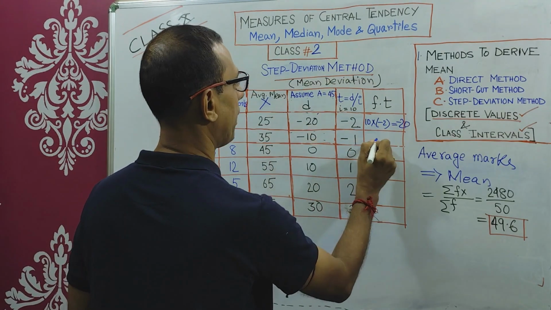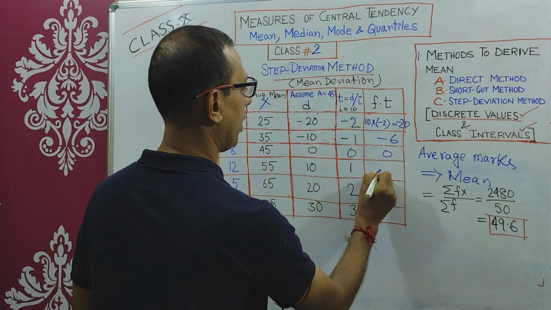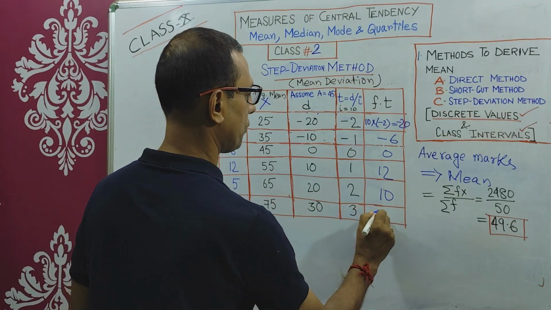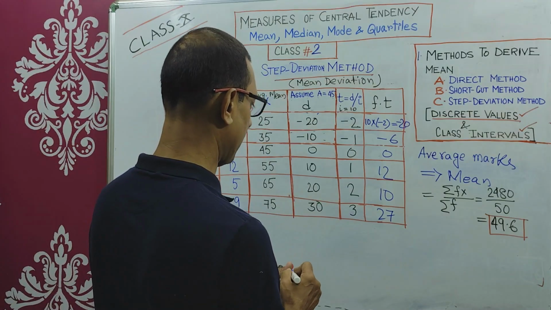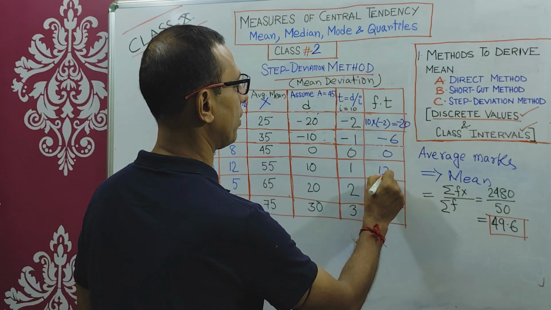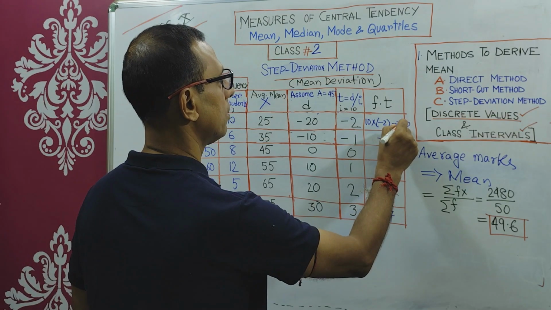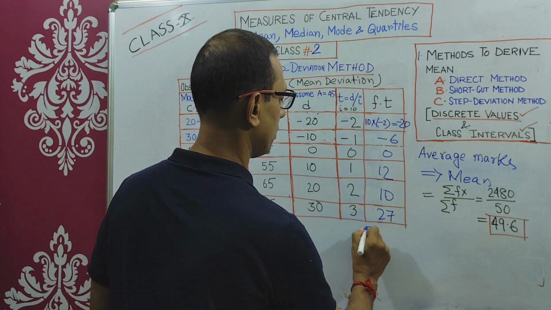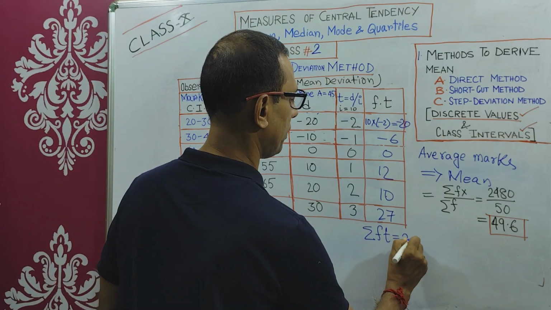Similarly, it is minus 6. It is 0. 12 into 1, 12. 5 into 2, 10. And 9 into 3, 27. So altogether, how much is the value coming here? 27 plus 10, 37, plus 12, 49. 49 minus 20, it is 29, minus 6, that is 23. Summation of ft equals 23.